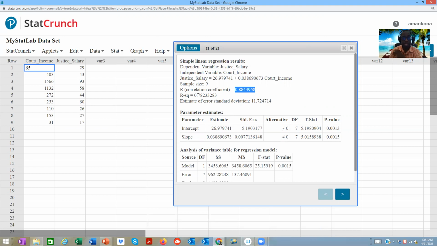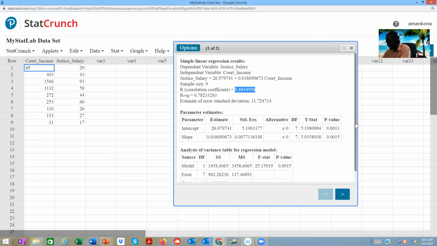The R squared is 78.2%, which means 78.2% of the justice salary is explained by the court income. So if they increase the court income, it explains the justice salary by about 78%.